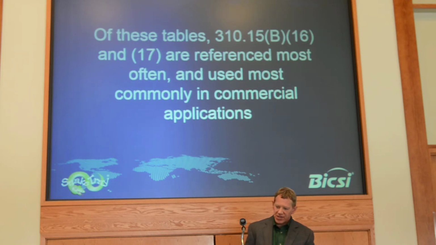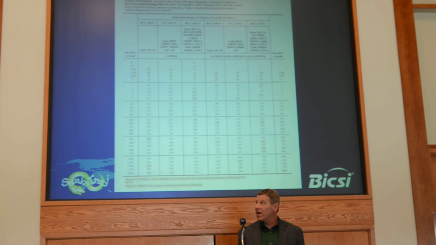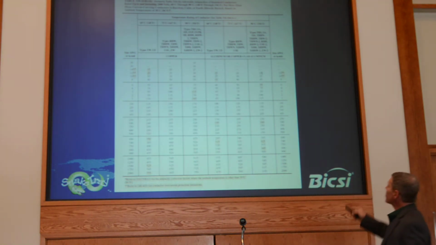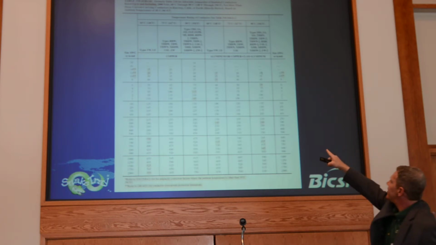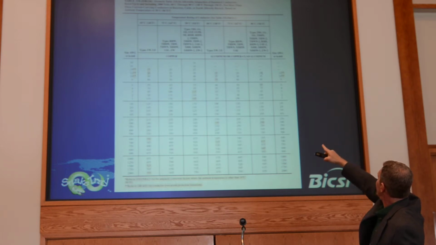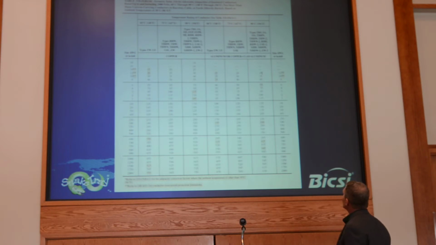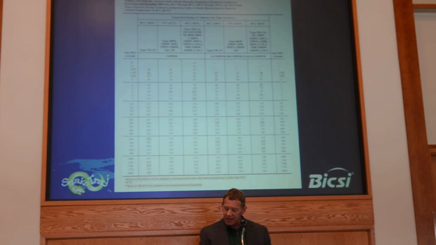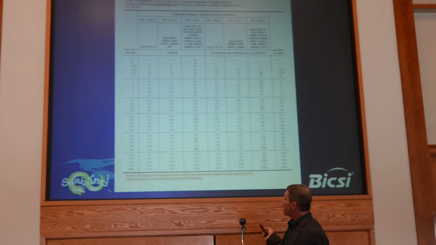But of those tables, as I mentioned, the first two are referenced most often and used most commonly in commercial applications. And here they are. For those of you who do any kind of electrical design, you'll recognize the cables that come up all the time. You see THHN, THWN, USE-2, USE, plain USE. These are all your basic cables used in commercial and industrial wiring. And this is, again, in conduit, earth, or jacket. And then the other one is the same cables based in free air.